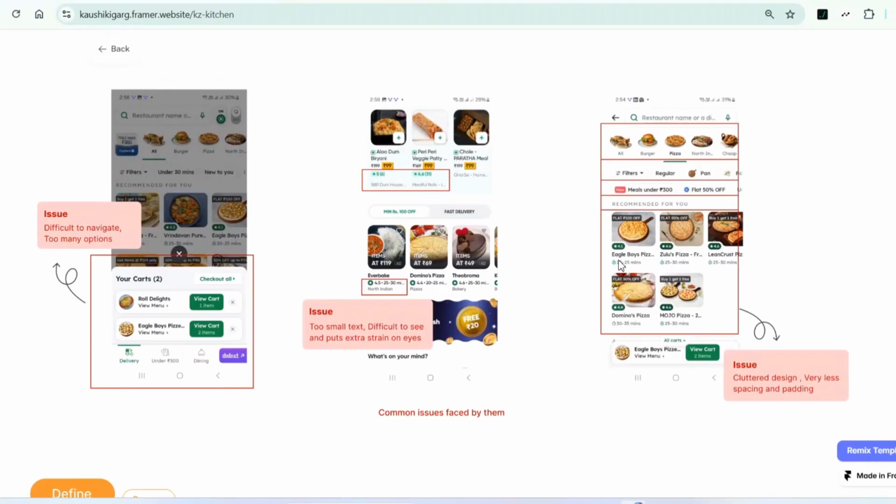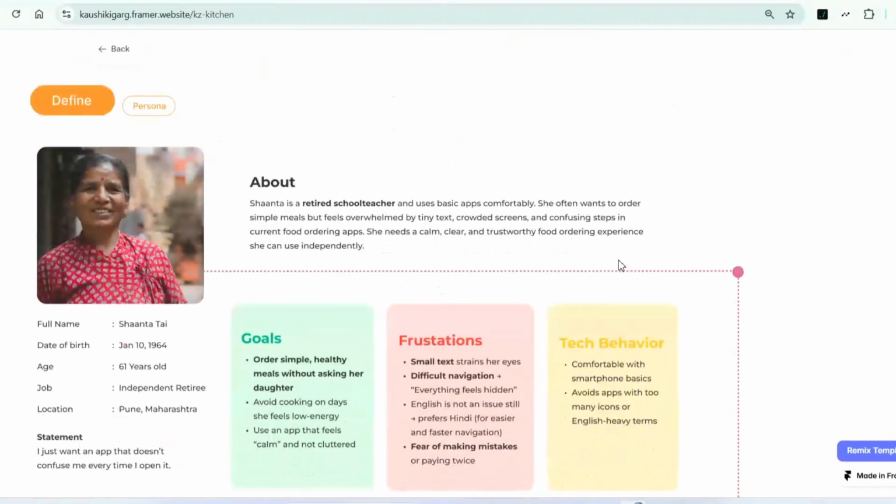So these were some of the common issues that I observed while they were ordering, and I took screenshots simultaneously, which was that they were having difficulty in navigation. Then the text was too small, when they asked me what is written here and all, and they were seeing from their specs, I observed that they are having an issue in readability. So those were some of the issues that they were facing.